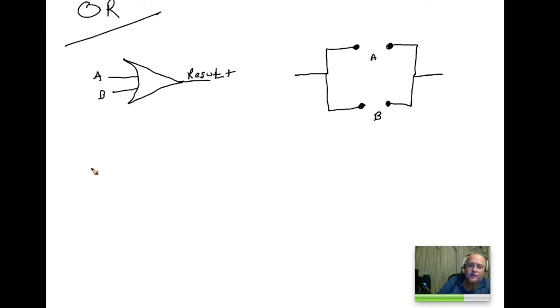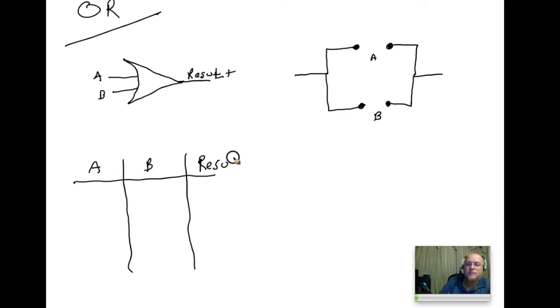So again, we have an A input, we have a B input, and we have a result. If A is 0 and B is 0, or if it's false and false, what do we get? False or 0 means that's up and that's up. No evil Knievel, so I can't get across there and I can't get across there, so my result is going to be a 0 or false.